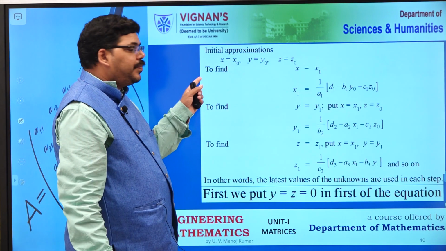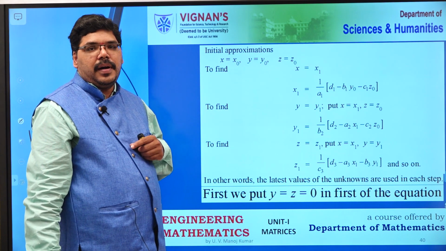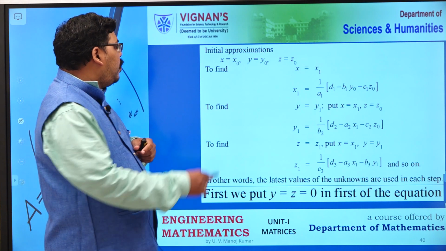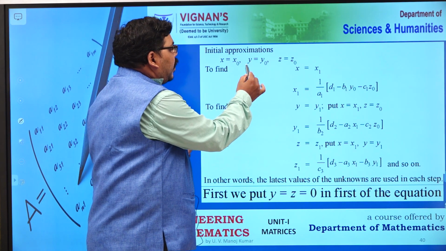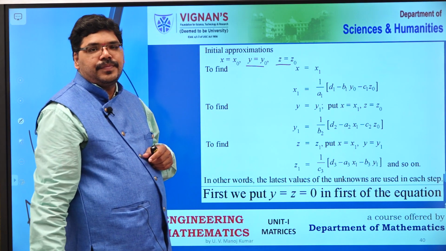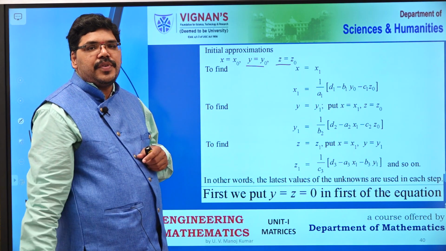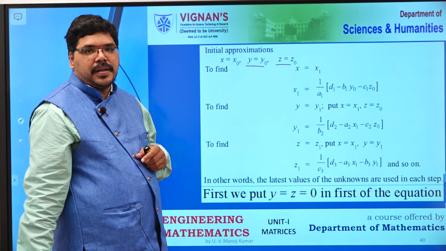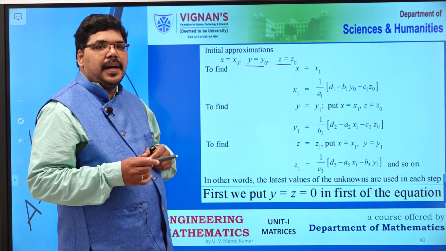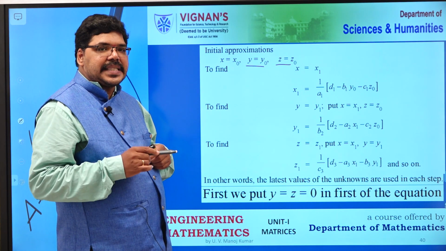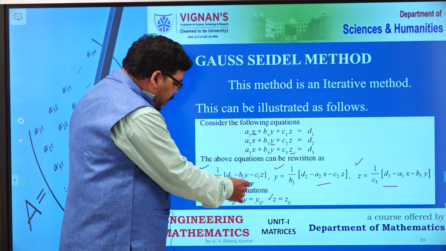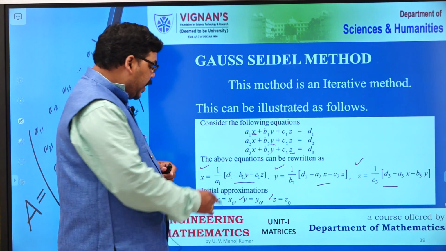To find the first set of approximate values of the variables, initially we are saying that y equals y naught, z equals z naught. They are the initial approximations for y and z. Using them, substitute those 2 values in the expression for finding x. What is the expression for finding x? You can see the expression for finding x. I am writing the same here.